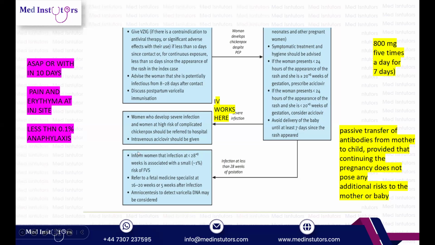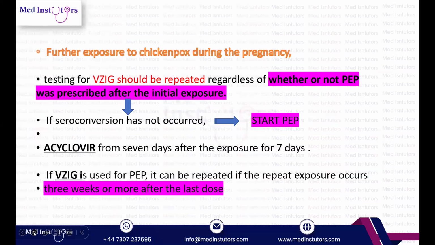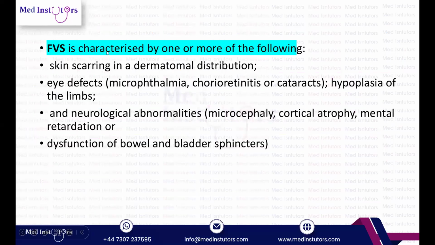Now come down to this. So what is the fetal varicella syndrome? It has been characterized by one or more of the following. So even if it is one, it is a fetal varicella syndrome. That is scarring in the dermatomal distribution, eye defects. In this, everything is small, small, small. Small eyes, small head, small cortical atrophy, small limbs. So the microphthalmia, chorioretinitis, cataract, hypoplasia of the limbs, that is a characteristic feature for that.